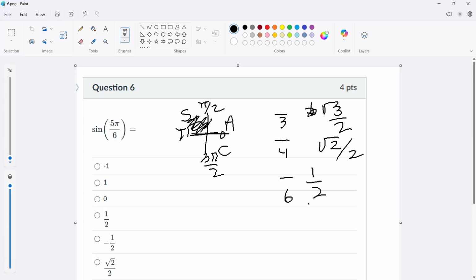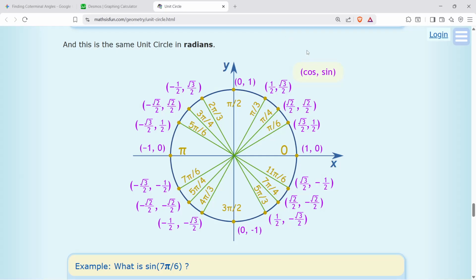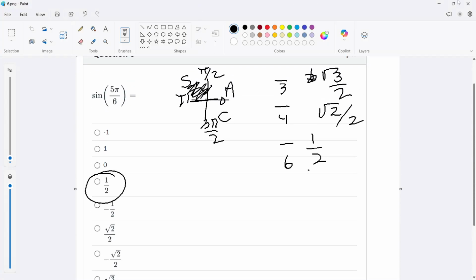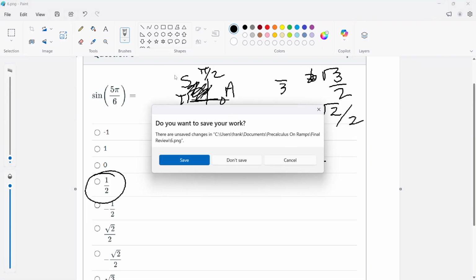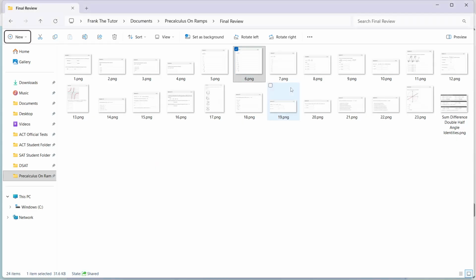The sine of pi over 6 is 1/2. This one is just 1/2. Sine of 5 pi over 6, or you can have it memorized. Sine of 5 pi over 6 is 1/2. But you can really do it if you only memorize the first quadrant. Now I forgot what question number that was. 6. I'll go to question 7.